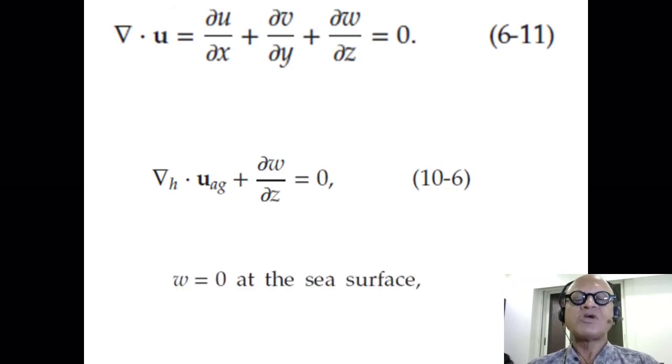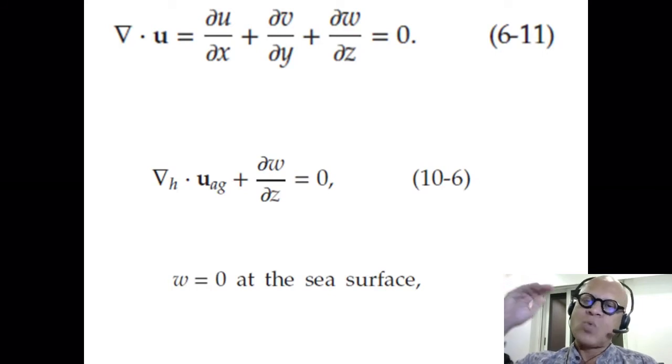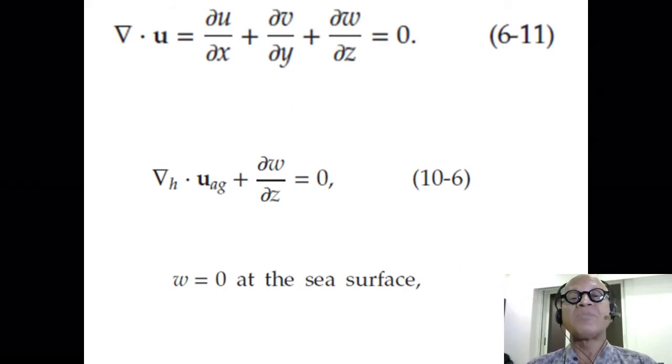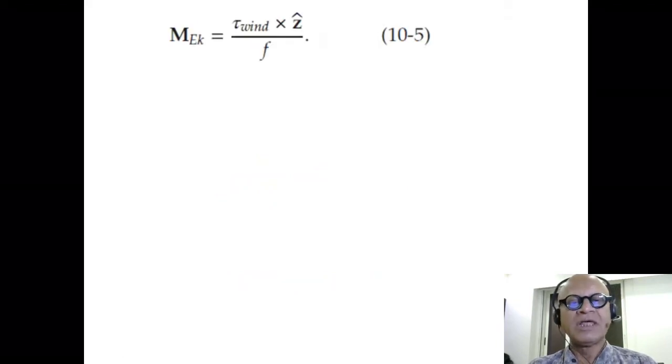So w equal to 0 at the surface, because water is not going out of the ocean or coming into the ocean, except there is precipitation and evaporation, which are very small compared to the actual Ekman pumping and Ekman suction, as we will see. Okay, the numbers here tend to be order 30 meters per year, whereas the precipitation minus evaporation tends to be on the order of 1 meter per year. So we can make this assumption at the surface.